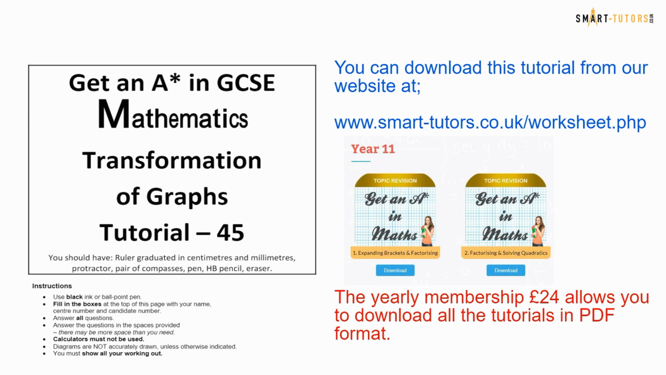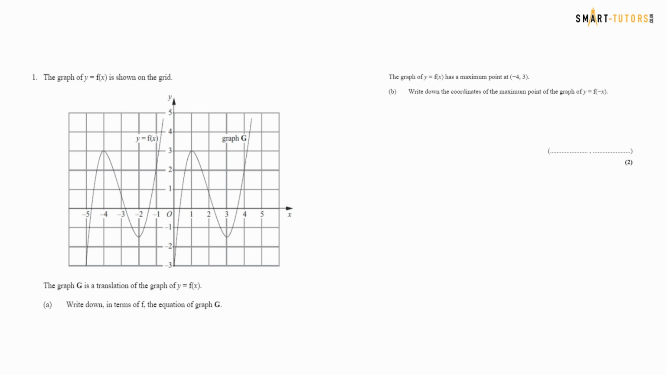Let's go to the exam style question. Question number 1. The graph y equal f(x) is shown on the grid. The graph G is a translation of the graph y equal f(x). So f(x) is the original graph. The f(x) is translated right hand side, and the translated graph is the graph G. Write down in terms of f the equation of G.